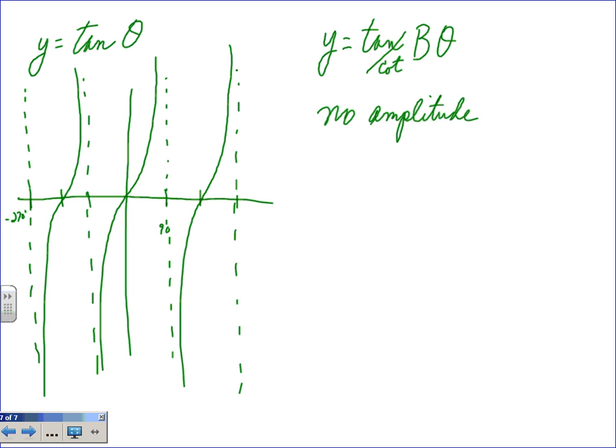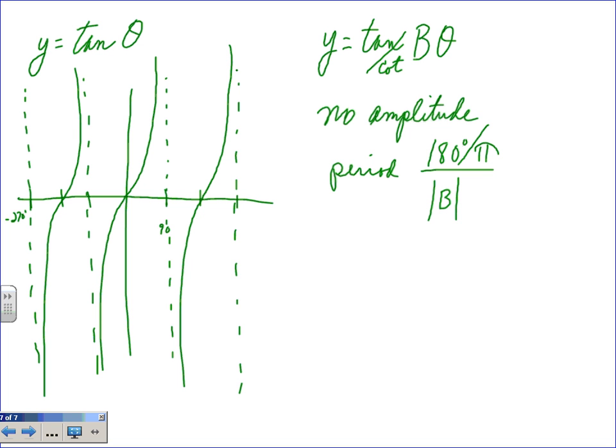The period, how often do you think this repeats? Not 360, every 180. And so to find the period, it is 180 divided by the absolute value of b. Or if we're in radians, pi over the absolute value of b.